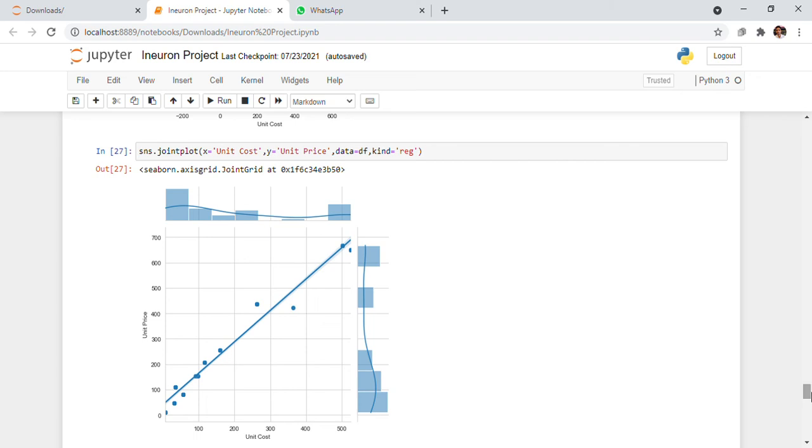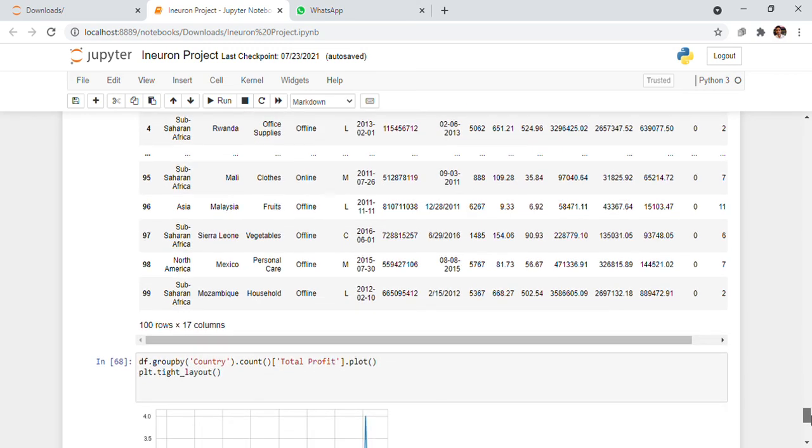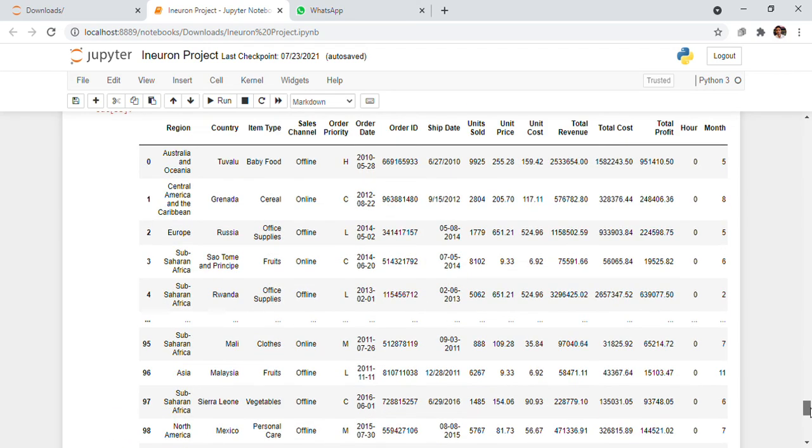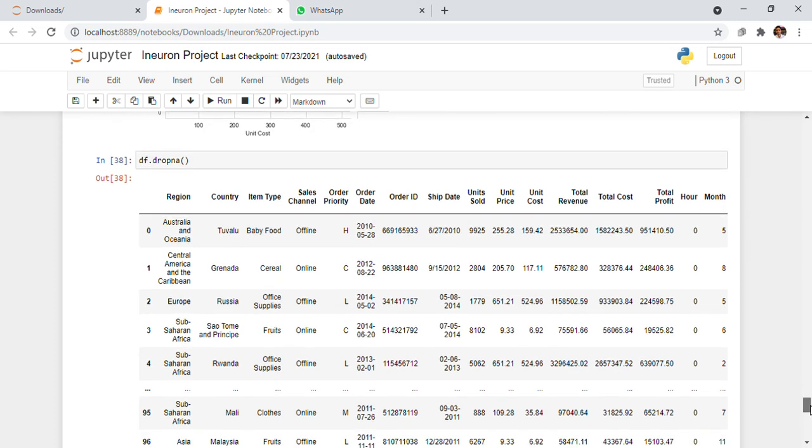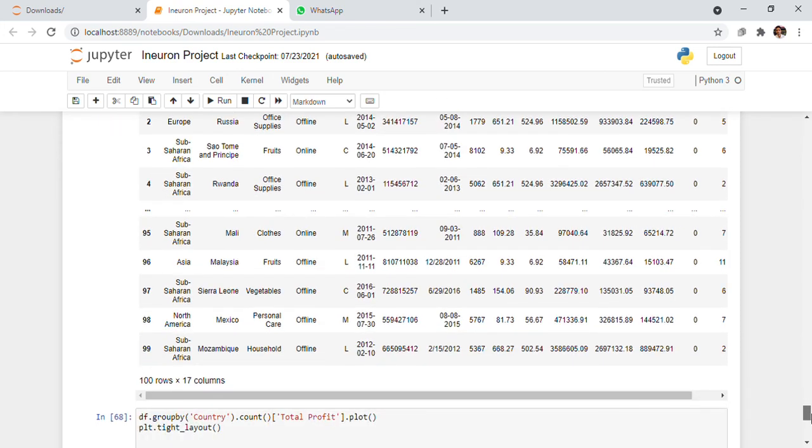regression graph which shows a straight line, and you can see that the data points are on the line and showing us a straight upward relationship between two variables, the unit cost and unit price. So it shows us a positive relationship. This is a kind of exploratory data analysis. Here we can see df.dropna, so there is no missing value.